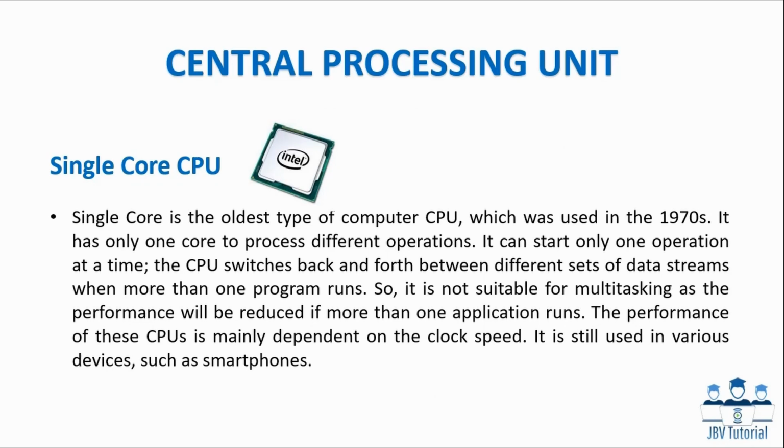Single core CPU. Single core is the oldest type of computer CPU, which was used in the 1970s. It has only one core to process different operations. It can start only one operation at a time; the CPU switches back and forth between different sets of data streams when more than one program runs. So, it is not suitable for multitasking as the performance will be reduced if more than one application runs. The performance of these CPUs is mainly dependent on the clock speed. It is still used in various devices, such as smartphones.